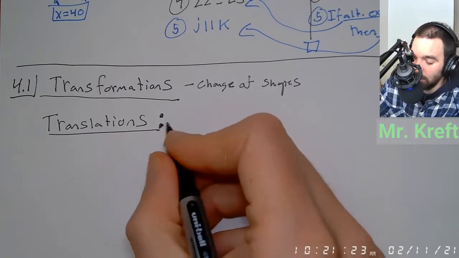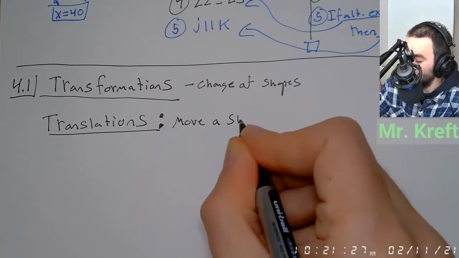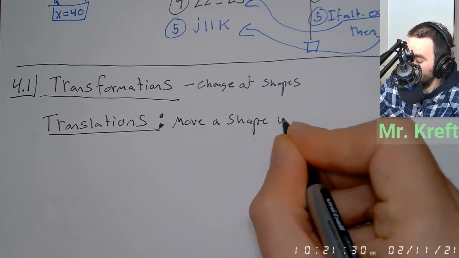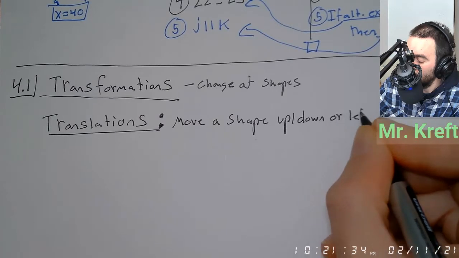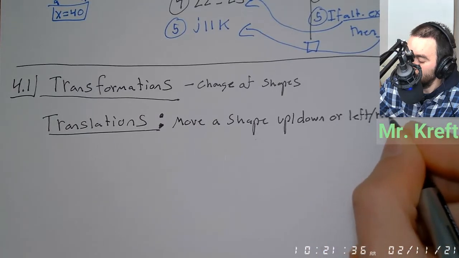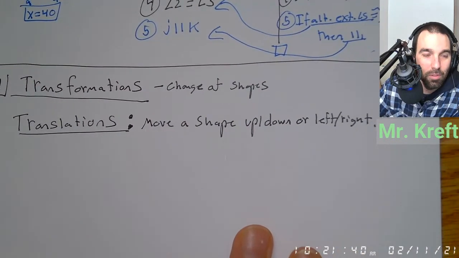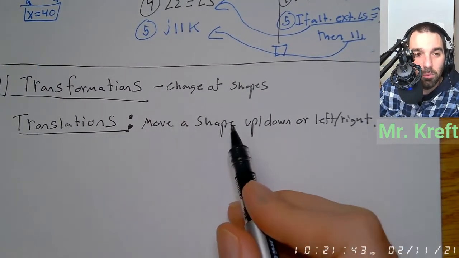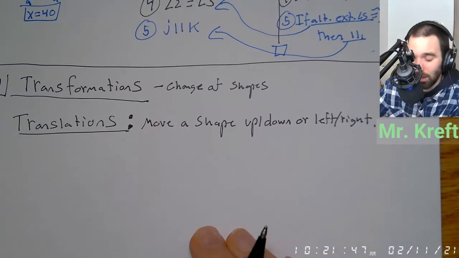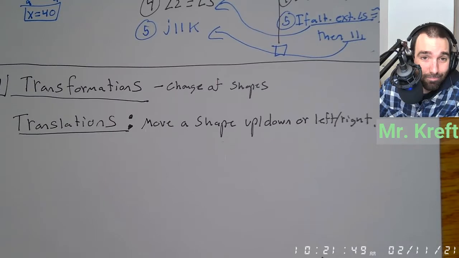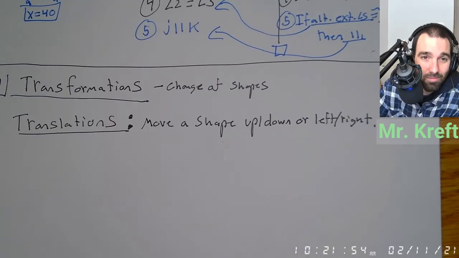A translation is when we move a shape up, down, or left, right. Oops. Kind of got it behind my picture there. So a translation is when we move a shape up, down, or left, right. So if you're playing video games, that's the D-pad, the directional pad, right? You go up, down, left, right.